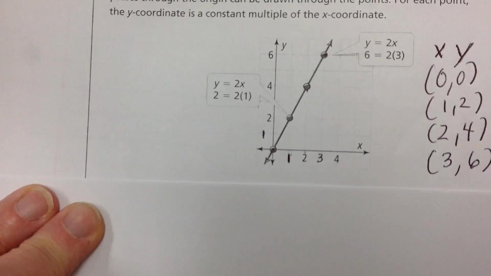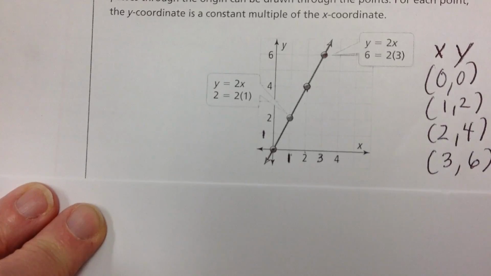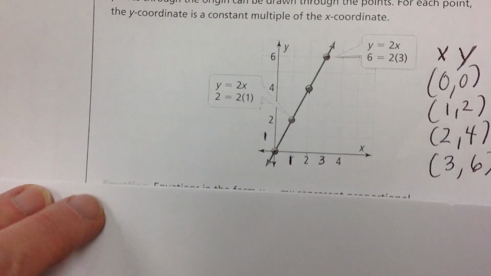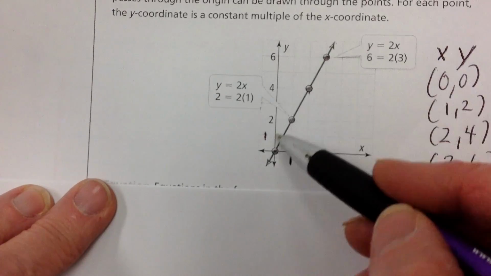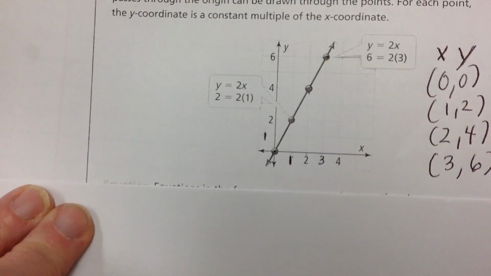A graph shows a proportional relationship since the line passes through the origin and can be drawn through the points. So lines have arrows on both ends. Okay?